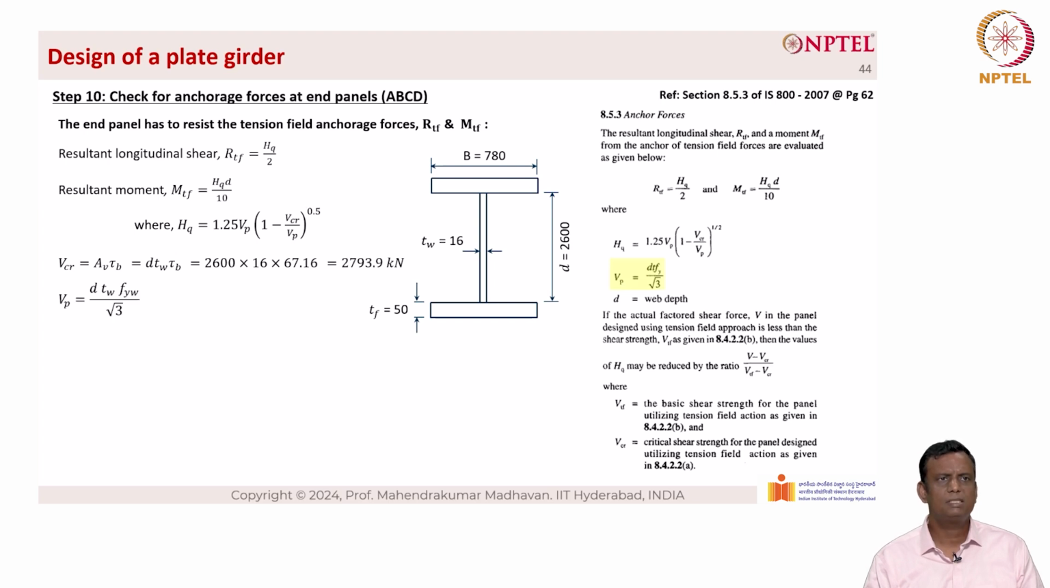Now, Vp is given as D into TW into FYW divided by root 3, which is 2600 into 16 into 250 divided by root 3, whose value is 6004.4 kilonewton.